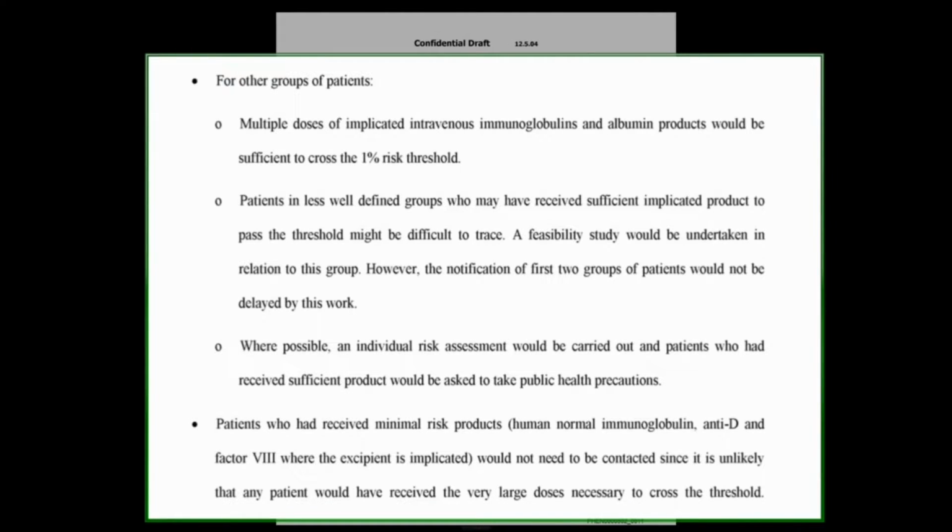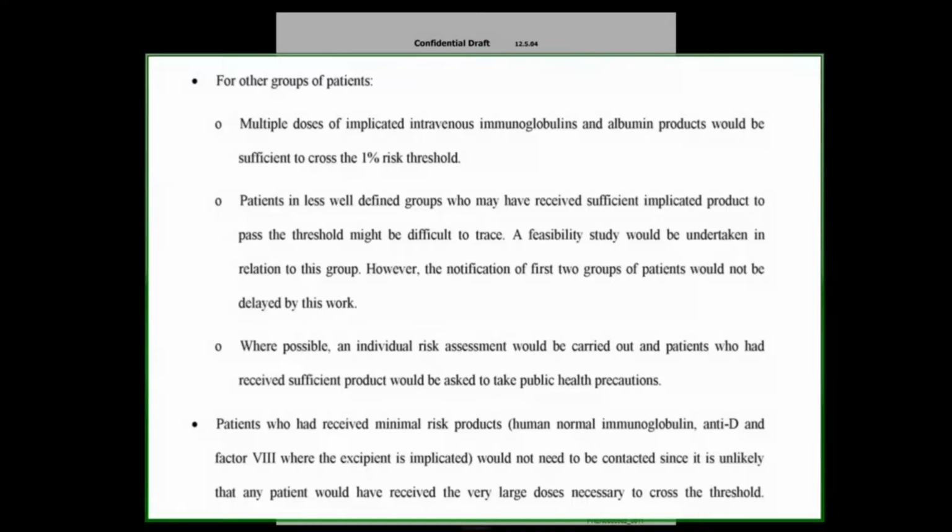And then, where possible, an individual risk assessment will be carried out, and patients who had received sufficient product will be asked to take public health precautions. So that is a rather different approach to this group of patients, is this right? That it's actually deciding, well, on an individual basis, we will decide whether or not you've crossed the 1% threshold, and then we will notify you. Is that right? Yes, that's correct.